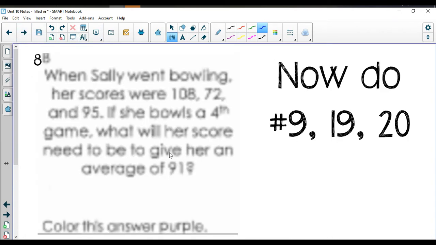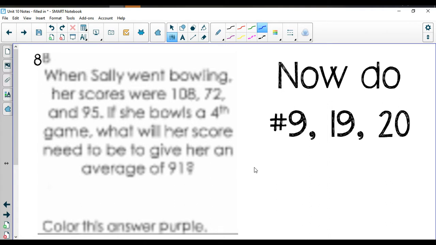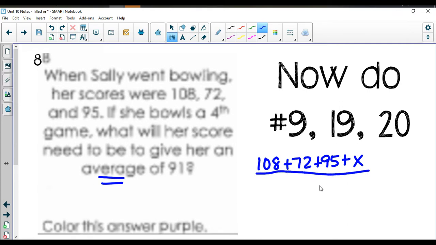For question 8, it says, when Sally went bowling, her scores were 108, 72, and 95. If she bowls a fourth game, what will her score need to be to give her an average of 91? So Sally's scores are currently 108, 72, and 95. She's looking for a fourth game, which we're going to call X. Since you're trying to find an average, you're noticing I'm adding these numbers together. What I would do to find the average would then be to take these and divide by 4. When she finds her average, she actually wants that to be a 91.